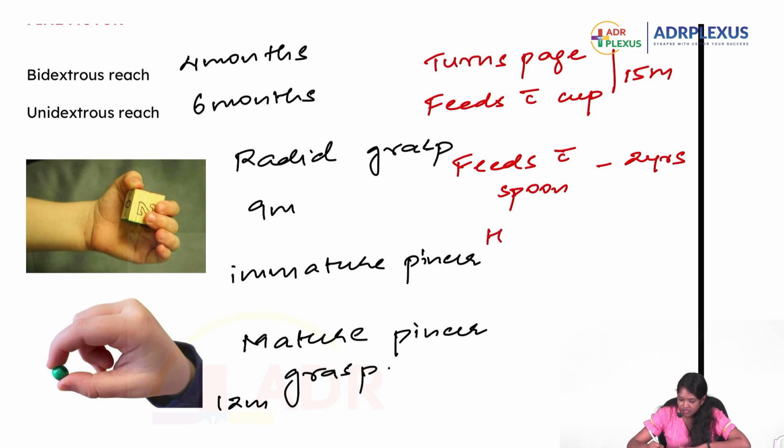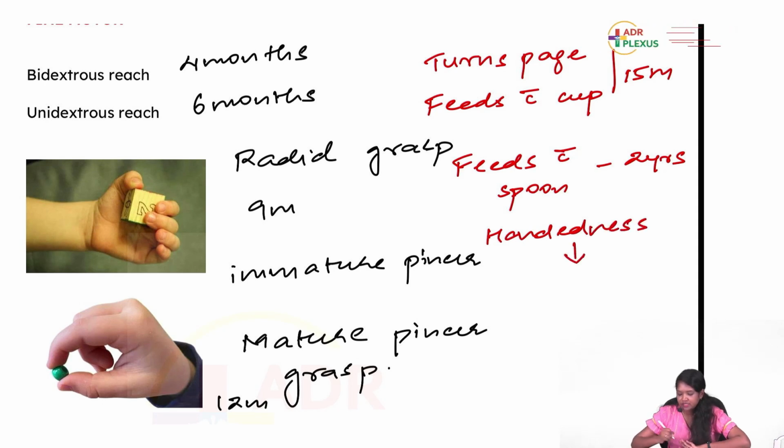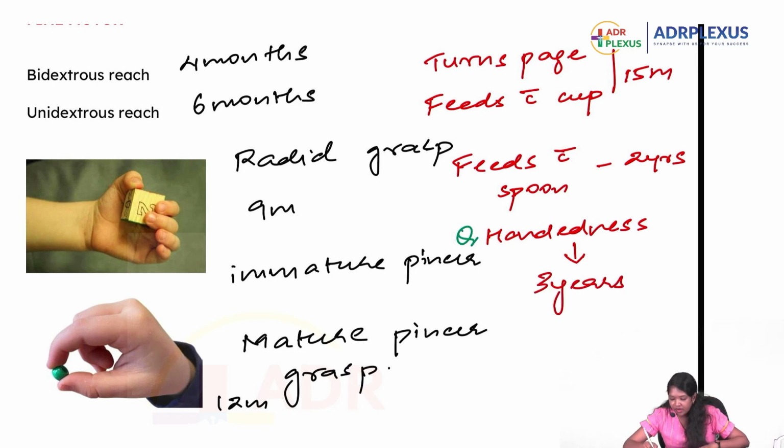Okay, what is handedness? This was a previous year MCQ, an INI-CET question. What do you mean by handedness? See, some of you might be right-handed, some of you might be left-handed. It is the preference to use a particular hand. In a child, when will you know there is handedness? Only by 3 years, the baby will start preferring a particular hand.